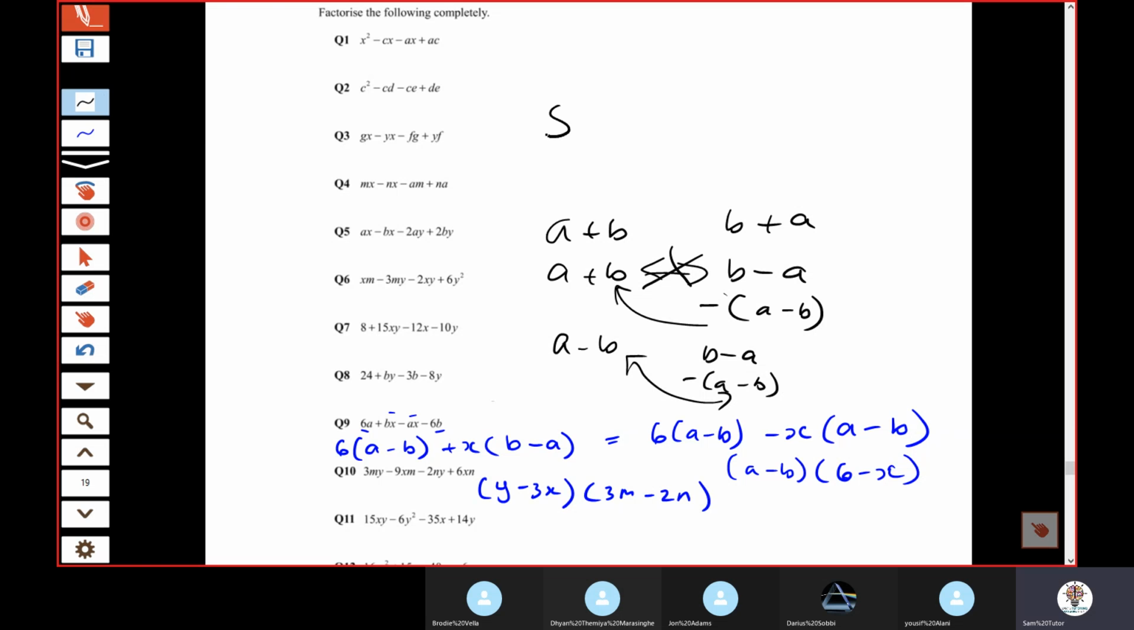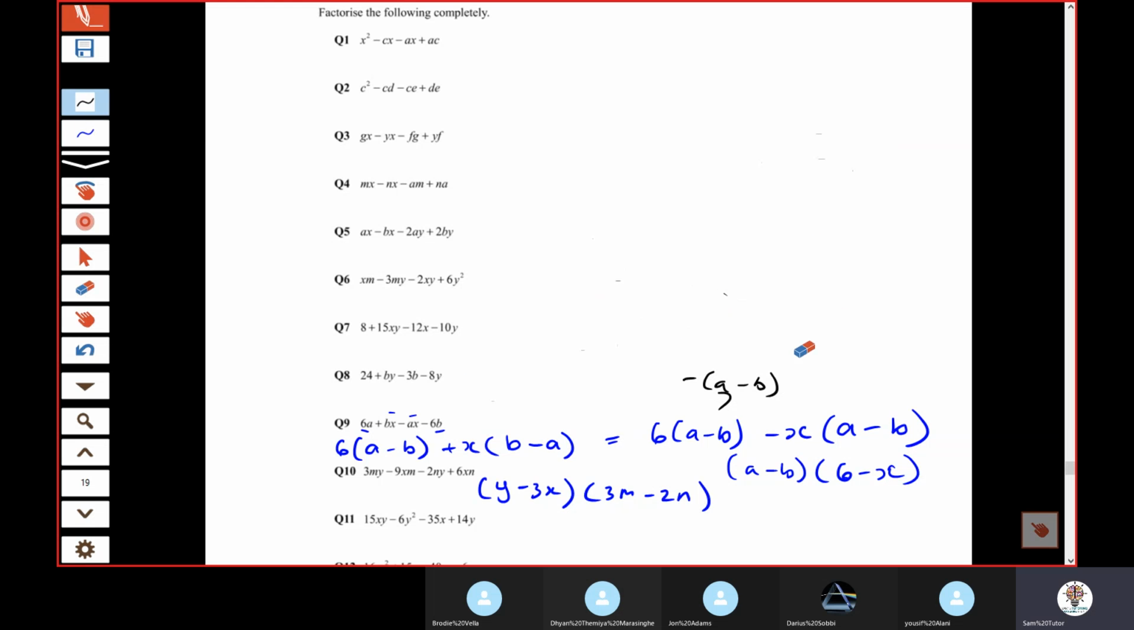So in other words, 5 take away 3, and then if I write 3 take away 5, I can still make that 5 take away 3 by doing this. You know what I mean? So that's the logic. Hopefully that helps for some of the other questions that you are going to tackle soon.